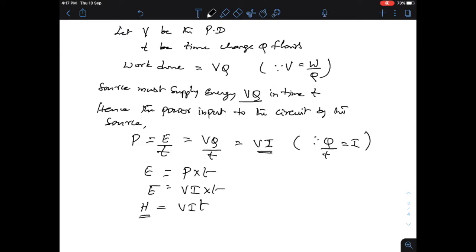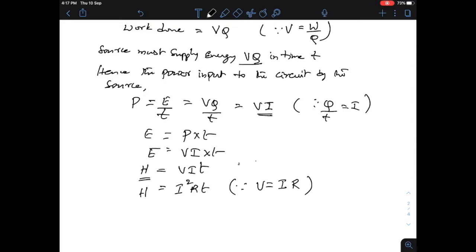So, H is equal to VIT, or I can write H is equal to I square RT. Why? We know that V is equal to IR from Ohm's law. So, when I substitute here, I have IR into IT. So, that is I square RT. So, H is equal to I square RT.